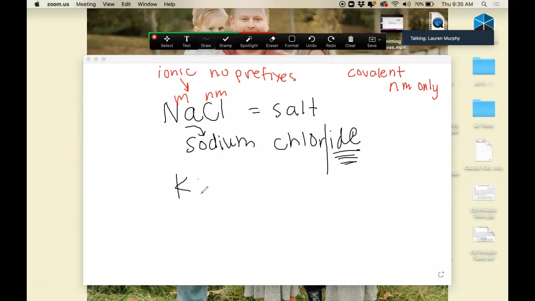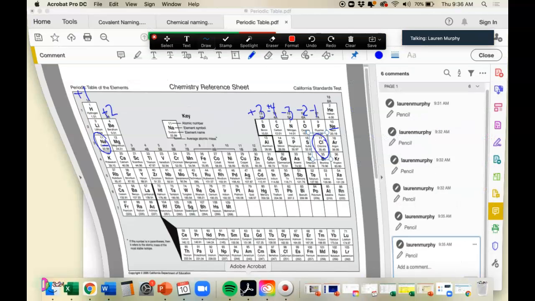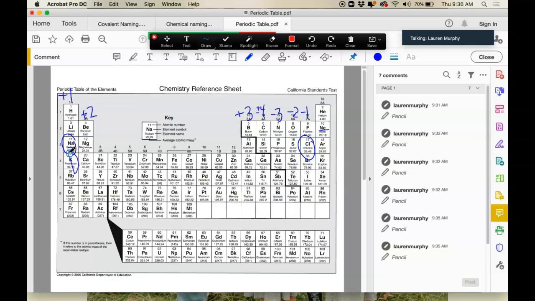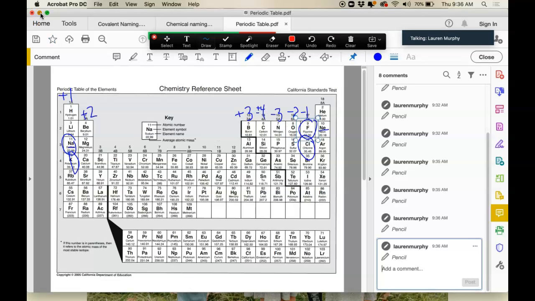We're going to do some easy ones to start. KF. Who's K? Potassium. Who's F? Fluorine, right? Fluoride. Let's go back to the KF. Find potassium on your periodic table. It's in this family, so +1. Where's fluorine? -1. +1 and -1 add up to 0.